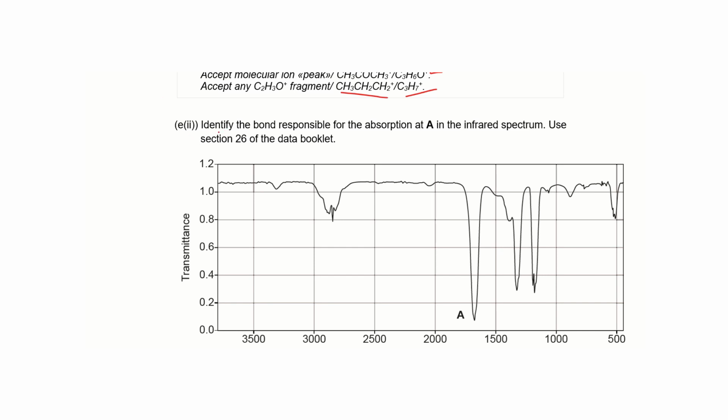Continuing on with the next part of the question, identify the bond responsible for the absorption at A in the infrared spectrum. Use section 26 of the data booklet. Here we're going back to the IR, and they're telling you to identify this peak here. Well, this peak is very easy because we already know that this is going to be my carbonyl group.